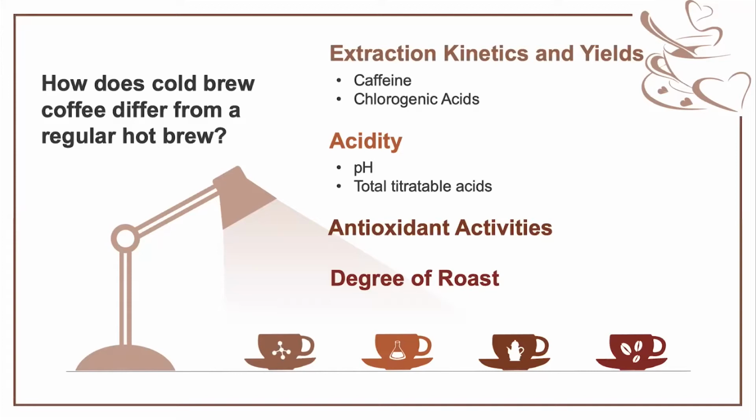And the last, after 3 years of playing around in the lab with brewed coffee, we became very adventurous. So we decided, you know what, we're going to roast our own coffee. So the last project we did, we roasted coffee, and then we wanted to see if the cold brew method changes if you use different degrees of roast. How does the output differ if you use different roasts using the cold brew method?